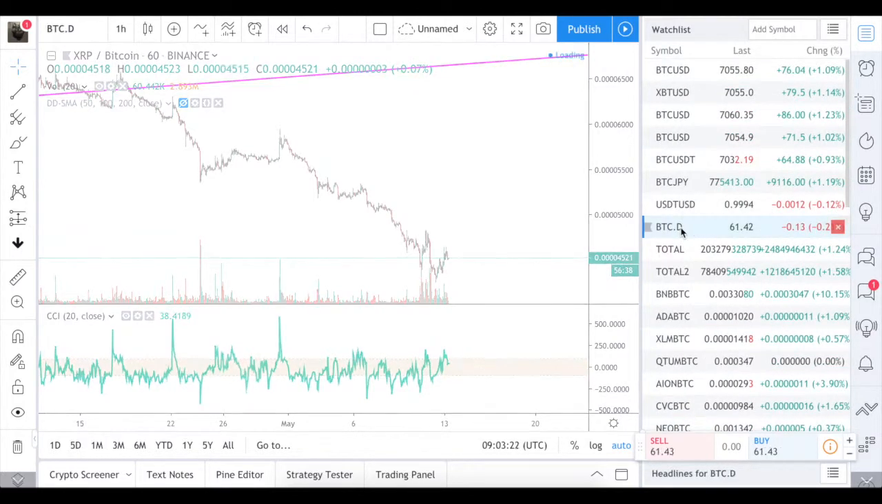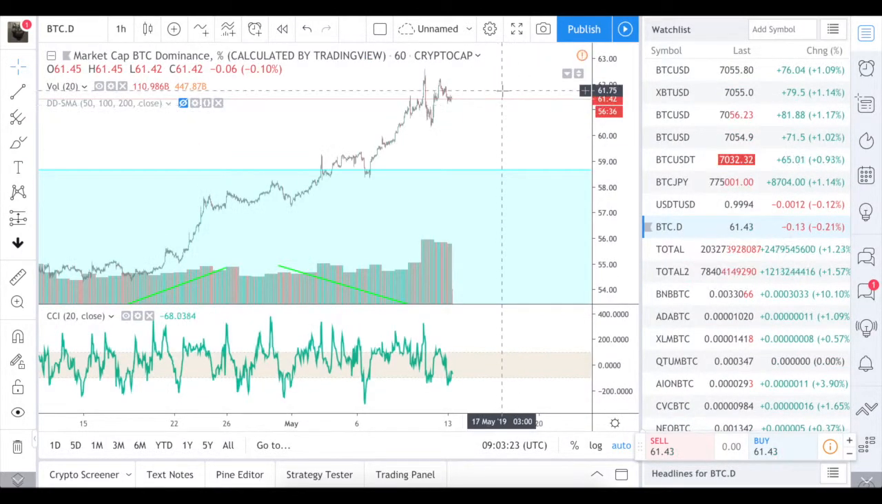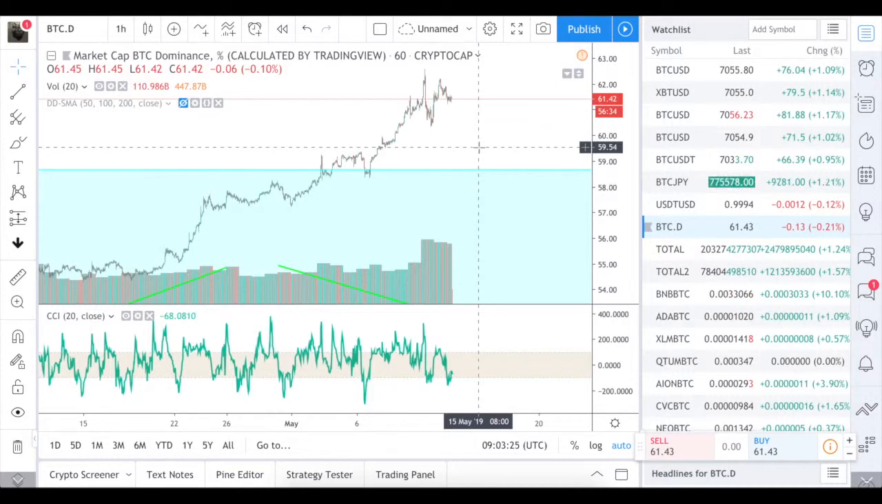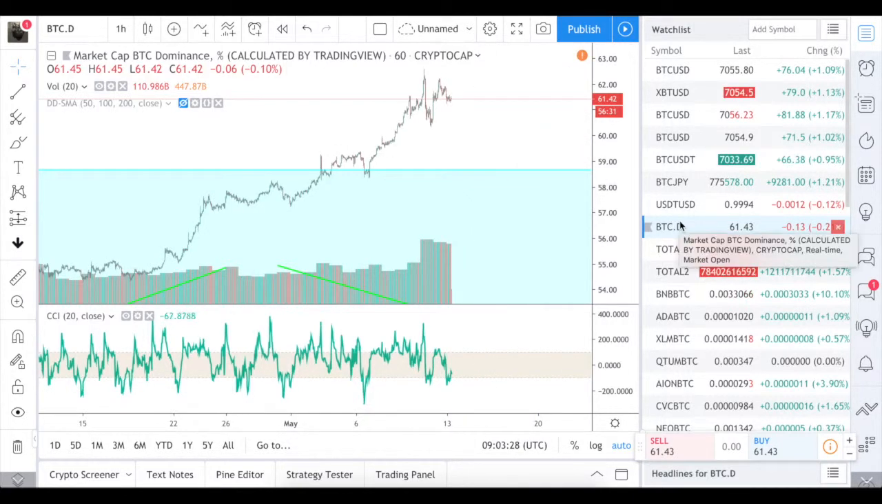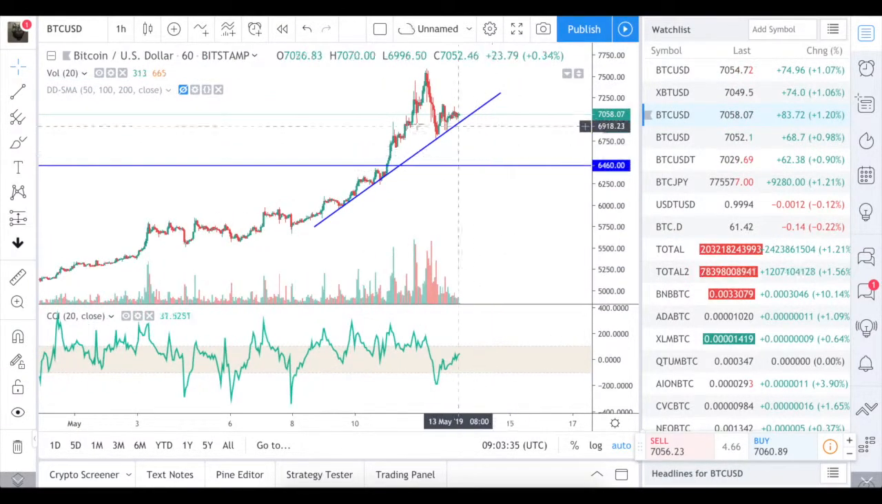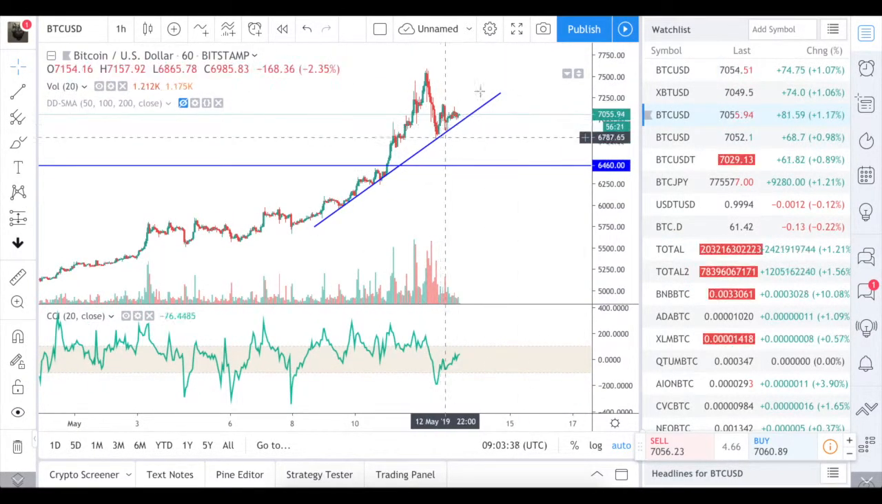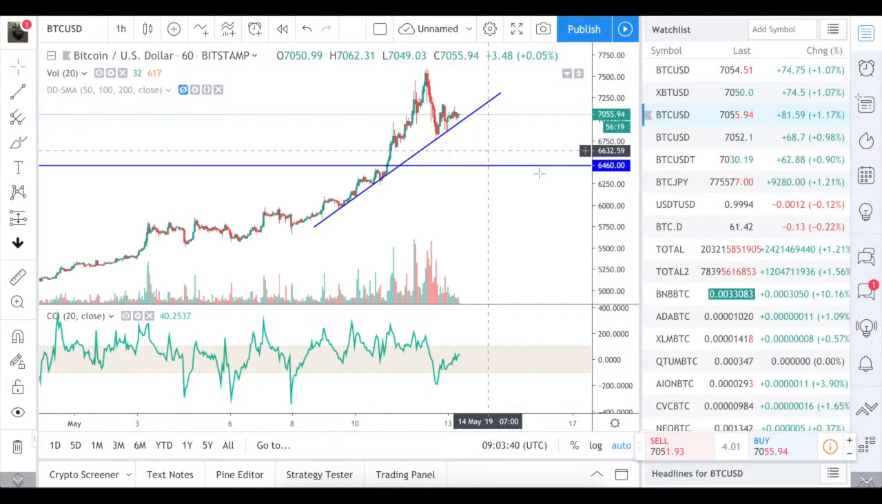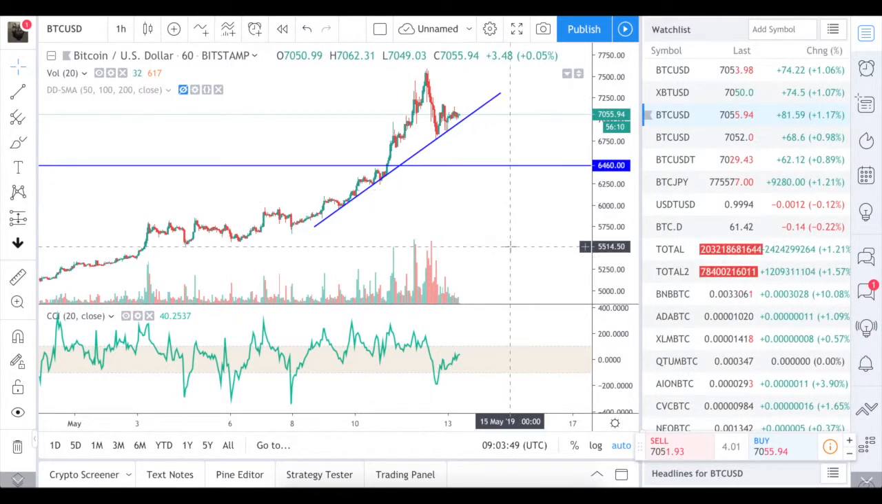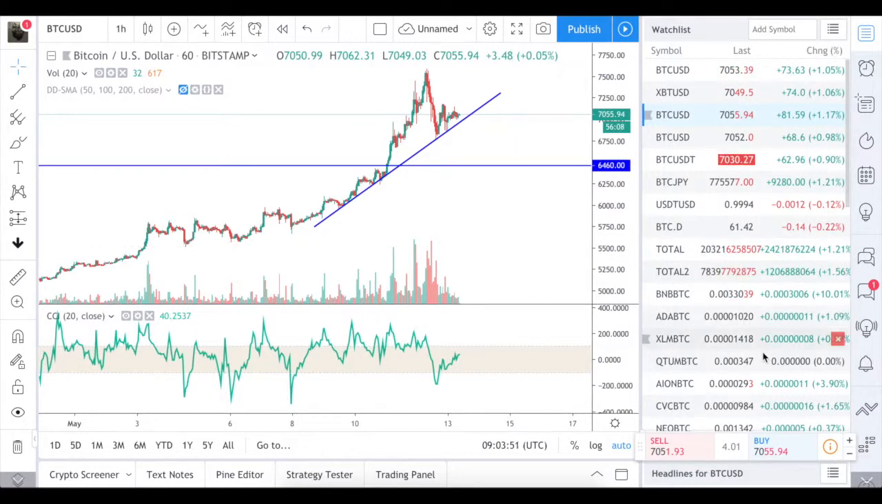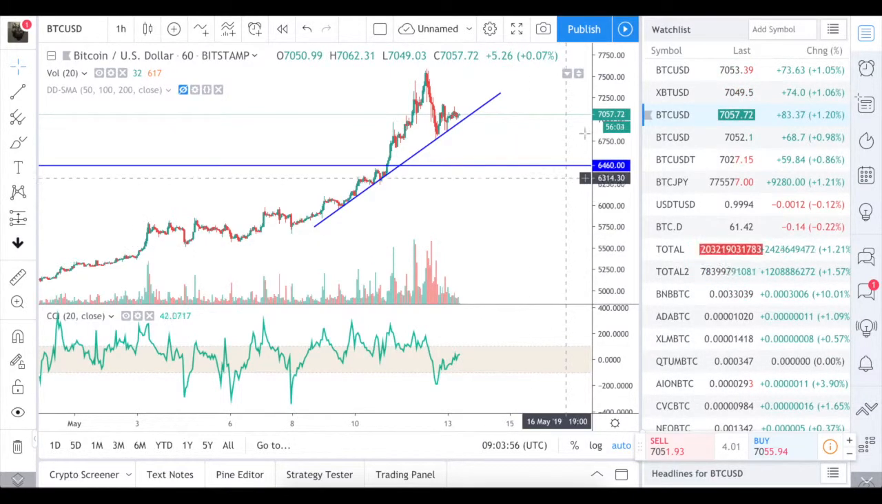So maybe we will not see anything like 65 or 70% dominance as many people are expecting to see in the near future. If Bitcoin continues to consolidate in this area with very little change in the price, we may see the return of altcoins, which many of us want due to the large decrease in the price of most of the altcoins recently.